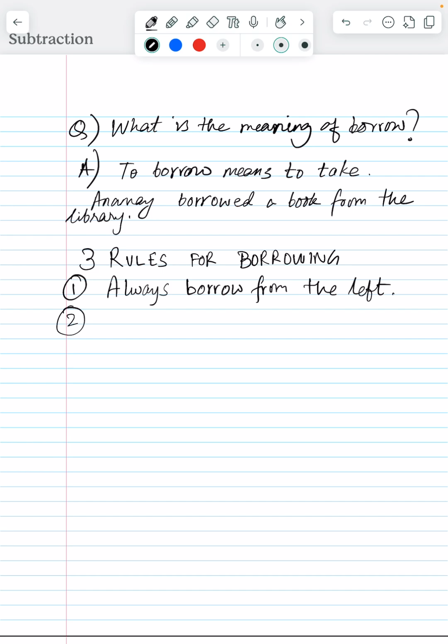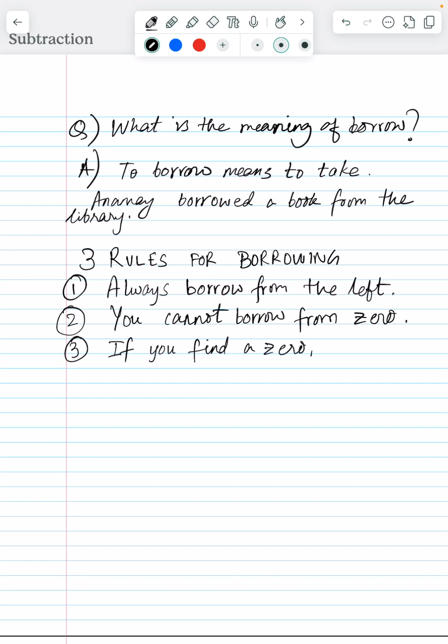Rule number 2. You cannot borrow from 0. You cannot borrow from 0. And the last rule is, if you find a 0, then go more left. Okay, if you find a 0 and you want to borrow, then you have to go more left.